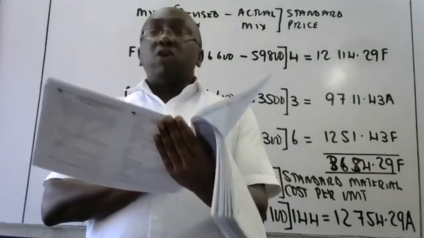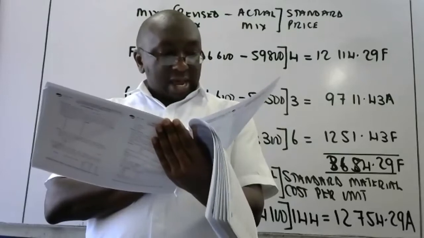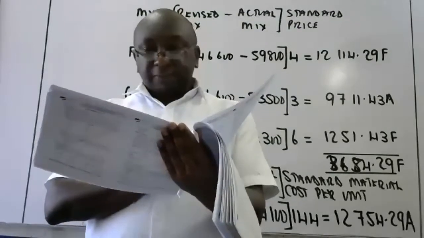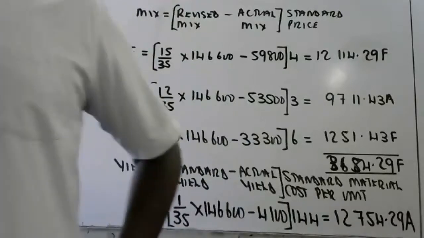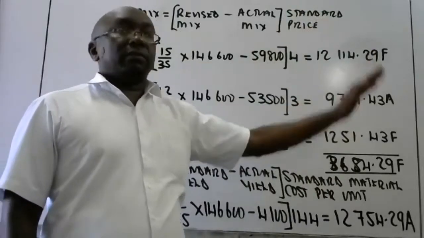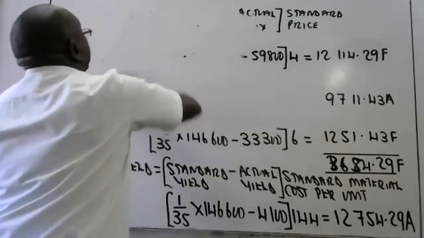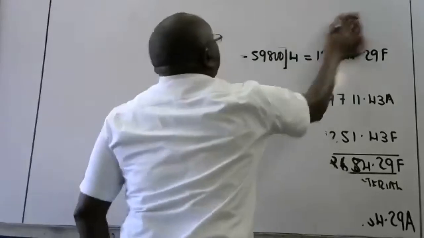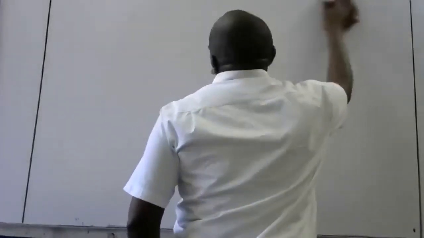So now, on your own, I would like you to attempt May 2015, question 2B. May 2015, question 2B. When you get to that question, you just handle it the same way we have handled the material one. But now write direct labor cost variances. Direct labor cost variances. Make sure you do those things.